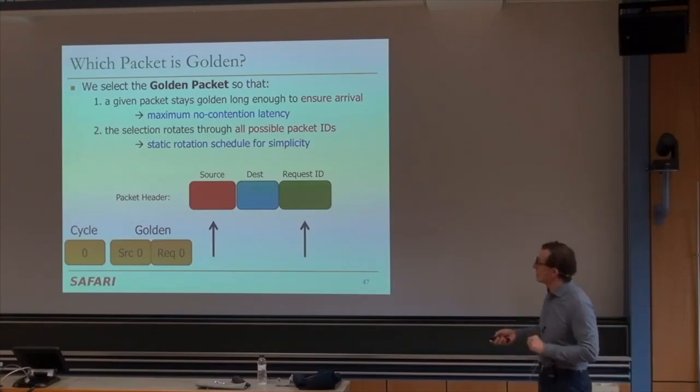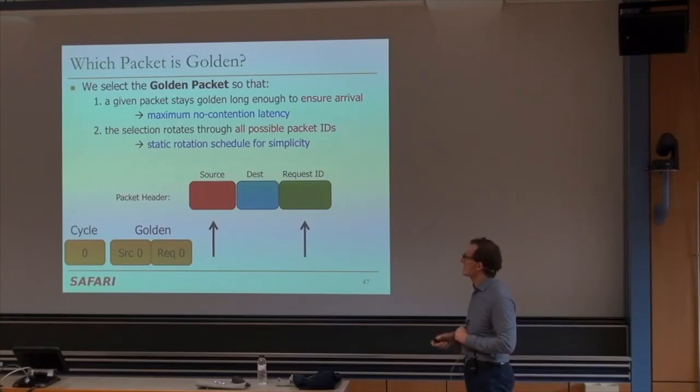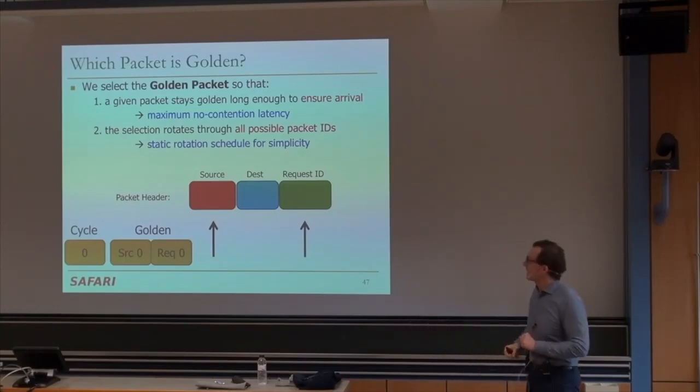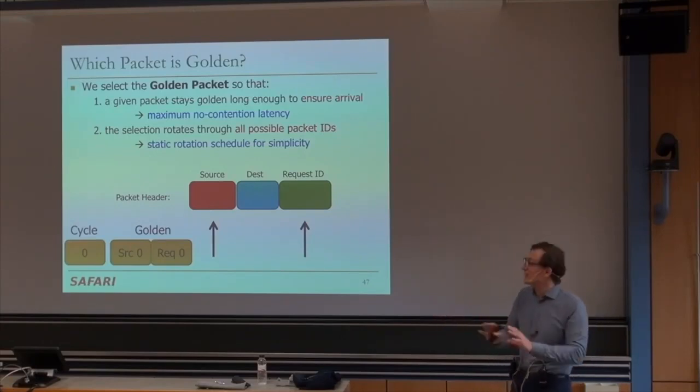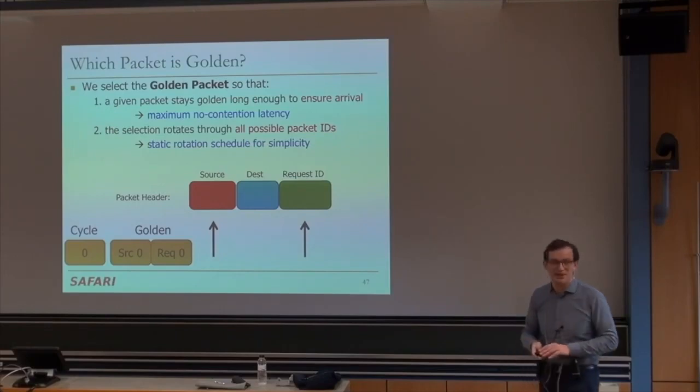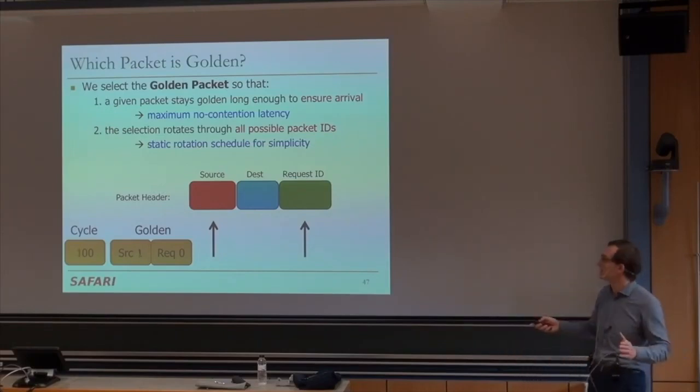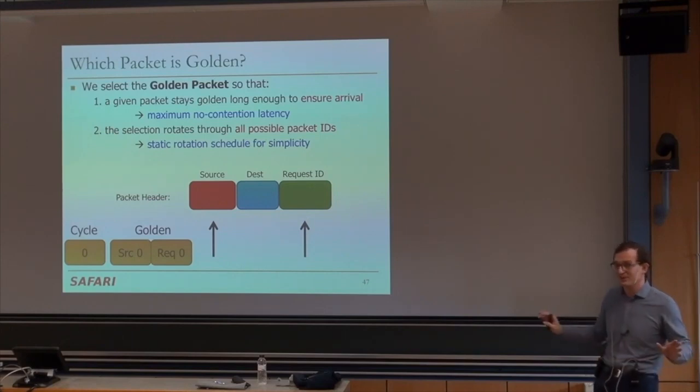What you can do now is start a deterministic rotation that basically says, I'm going to start with source 0, request 0, and I'm going to designate that slot as golden, and I'm going to do it for, let's say, maximum no contention latency cycles. From cycle 0 to cycle 100, source 0's request 0 will be golden.